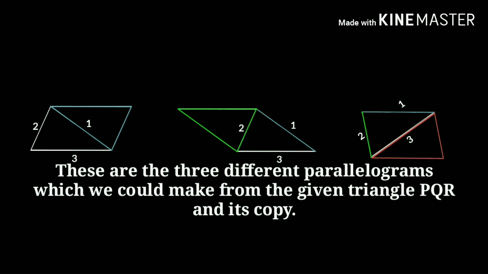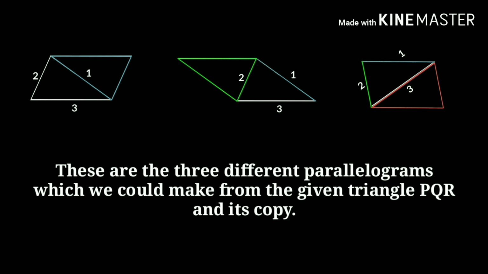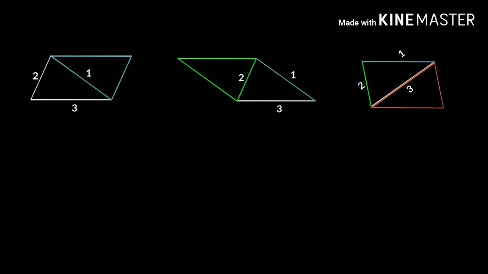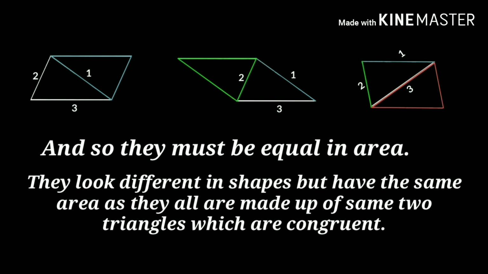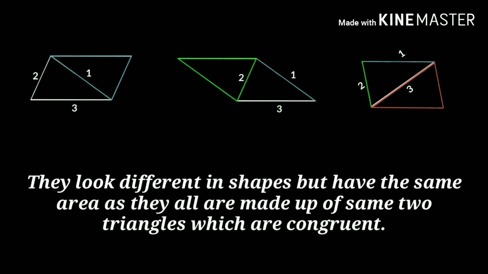So finally, these are the three different parallelograms which we could make from the given triangle PQR and its copy. We can see that all these parallelograms are made up of the same two triangles which are congruent, and hence they must be equal in area. Of course, they look different in size, but the area must be the same as they are made up of the same two triangles which are congruent.